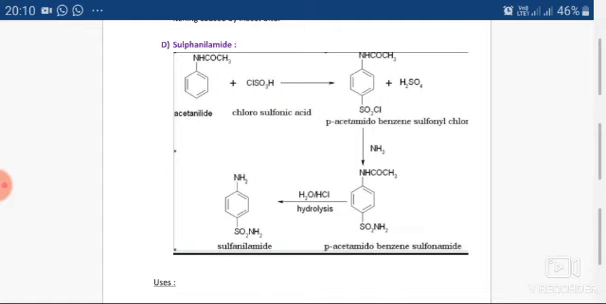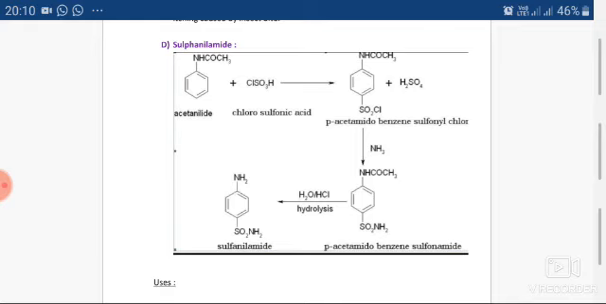The next drug is sulfanilamide. Firstly, we will see the synthesis of sulfanilamide. In this reaction, what is happening? When acetanilide is treated with chlorosulfonic acid, then it gives you acetanilide sulfonyl chloride.